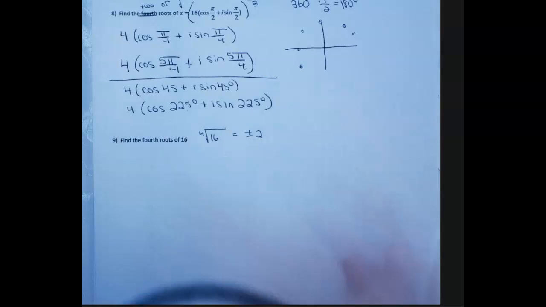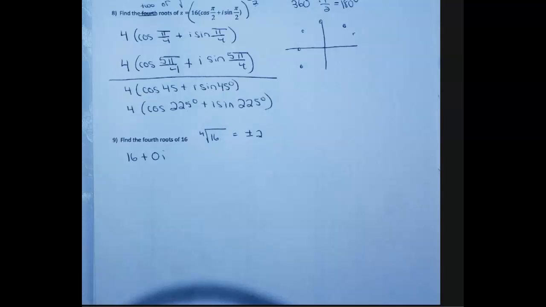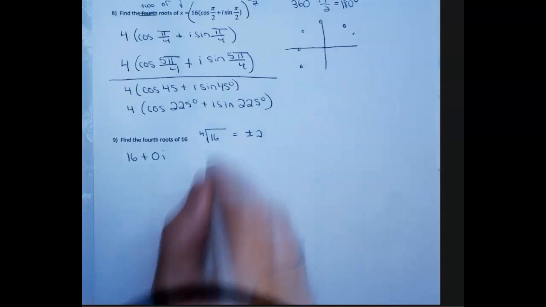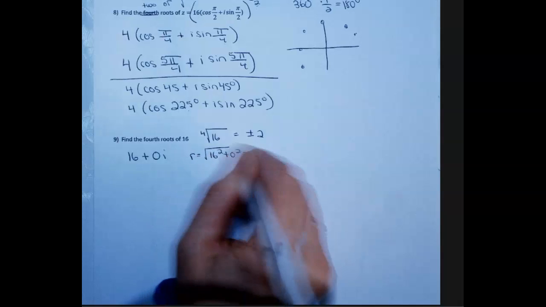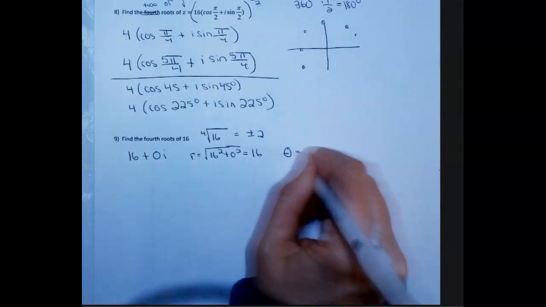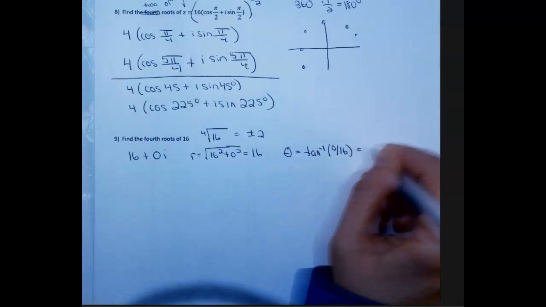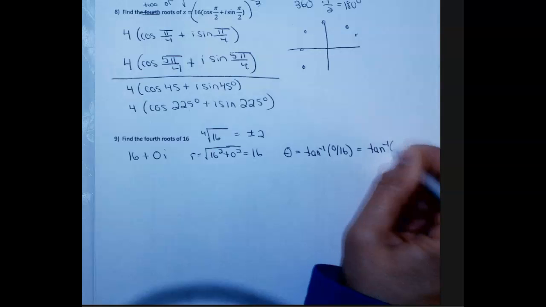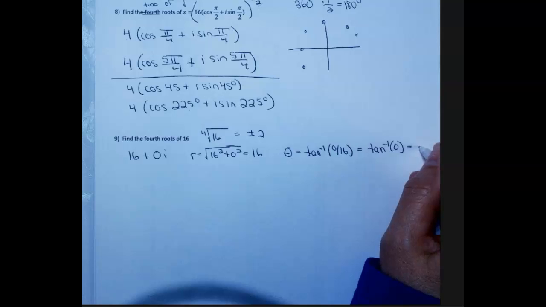First thing I'm going to do is rewrite this in complex form. That would be 16 plus 0i. I'm going to change it to polar form. So again, let's find the magnitude. 16 squared plus 0 squared. We end up with a magnitude of 16, and then we want to find theta. So theta is equal to the inverse tangent of 0 divided by 16, which is the inverse tangent of 0. So when is the tangent equal to 0? That's at 0 or 2 pi. So let's just write it as 0.